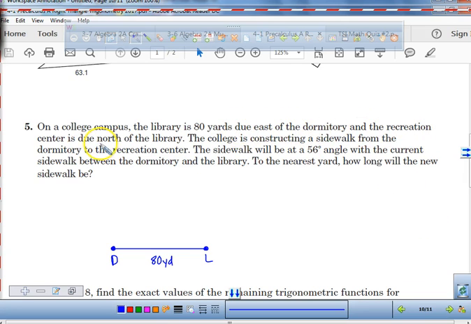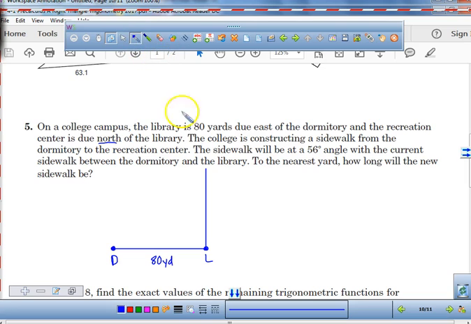And the recreation center is due north of the library. So due north of the library, I'm going to go up. Put a dot right here. And what am I going to label that as? What do you think? R. Yes, the recreation center. Now, it says the college is constructing a sidewalk from what? From the dormitory to the recreation center. So they are constructing, it's not complete, but they're constructing a sidewalk from the dormitory to the recreation center.